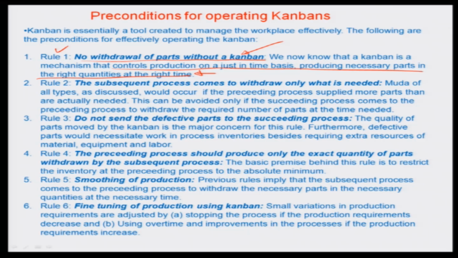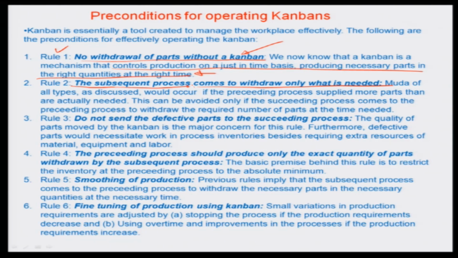The subsequent process should come to the previous stage to withdraw whatever is needed. So it should not overload itself by giving a requirement which it cannot process. That would disturb the line balancing, the balancing of the whole flow. And so muda of all types, that is wastes of all types, would be eliminated in this manner.